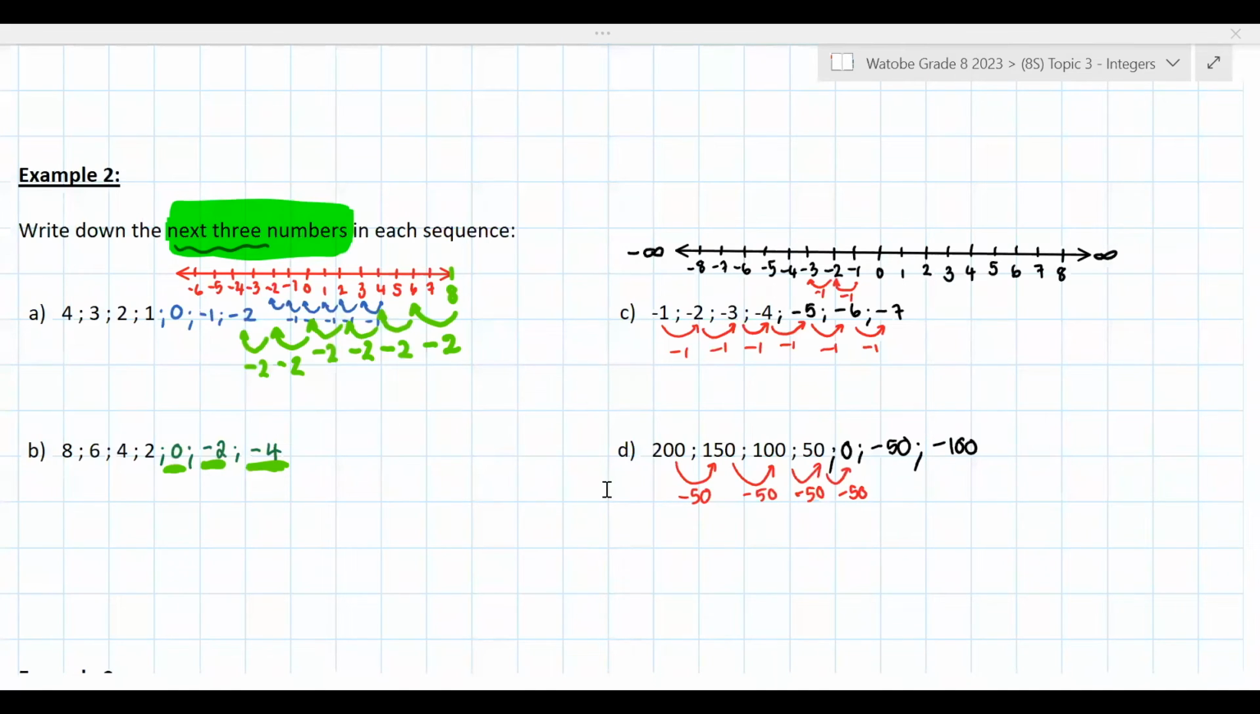Tulani, question? Sorry, guys. Ma'am, I don't understand C. Okay, so C again, I'm just subtracting 1 each time. So -1 minus another 1 takes me to -2. -2 minus another 1, -3. And so I just keep subtracting 1 in order to get my terms. Oh, okay. Okay, good, well done.